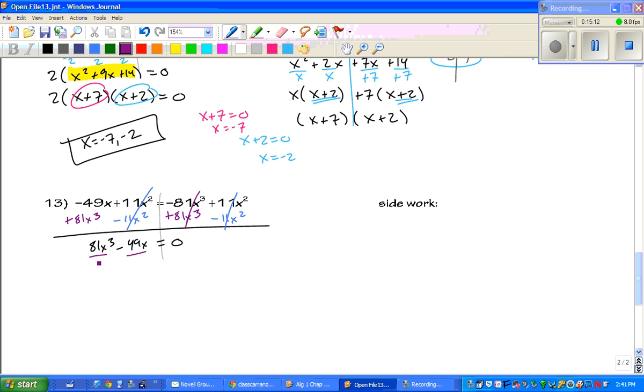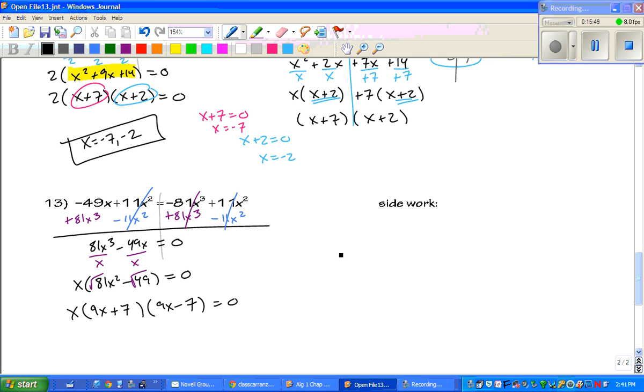We need to take out the GCF, which is just an x, and we're left with 81x squared minus 49 equals 0. And now that is actually the difference of two squares. The square root of 81x squared is 9x, and 49 is 7.